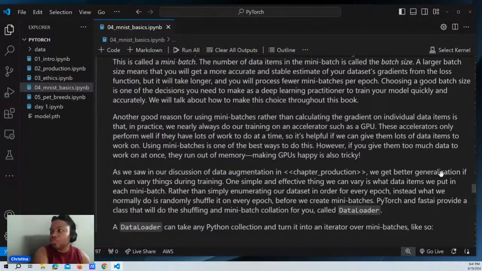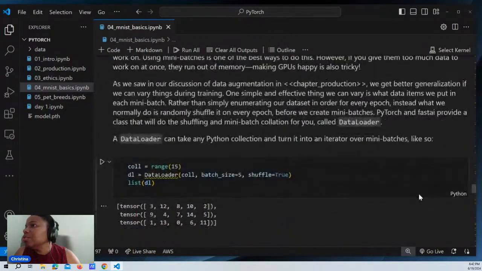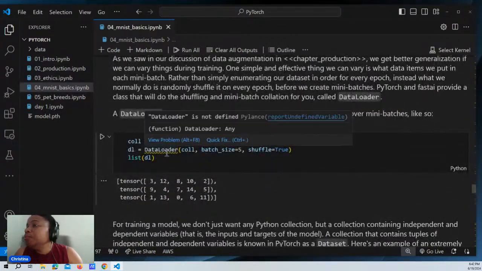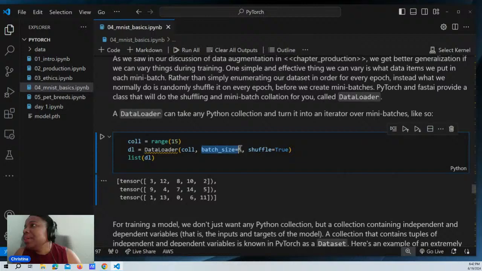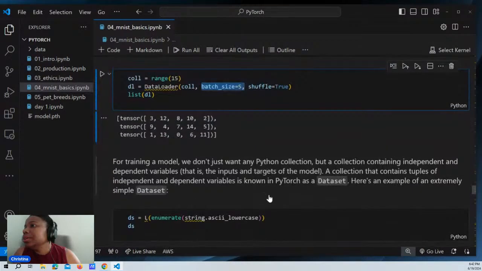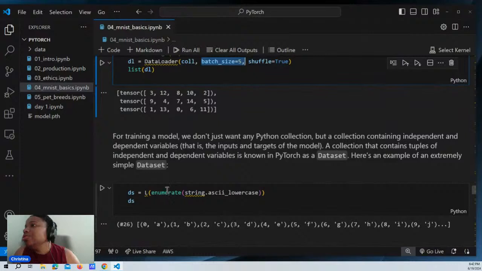And then just how do we better generalize? That's how we vary things through training. So they're going to load some data, and they're going to batch in batches of 5, and they're just going to shuffle everything. Okay.